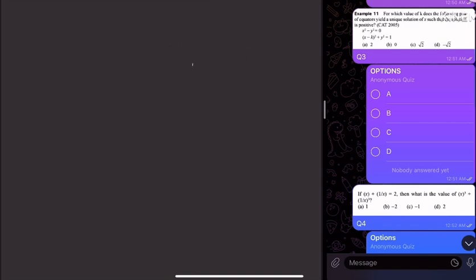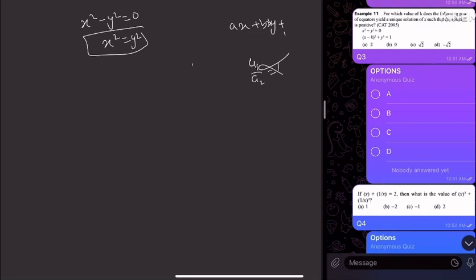For what value of k does the following pair of equations yield a unique solution? Again, x square minus y square equal to 0 we have, which means that x square equals y square. Had this been an ax plus by plus c sort of equation, then we would have directly used a1 by a2 equal to b1 by b2, but here we have squares, so this cannot be used. Now put this back in the second equation, that is x minus k whole square, y square can be written as x square, this is equal to 1.